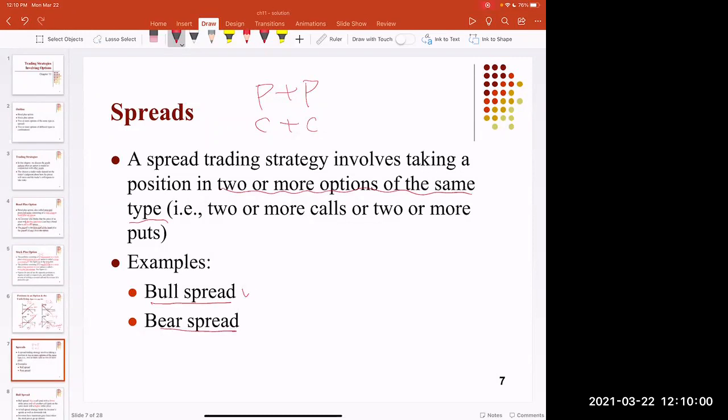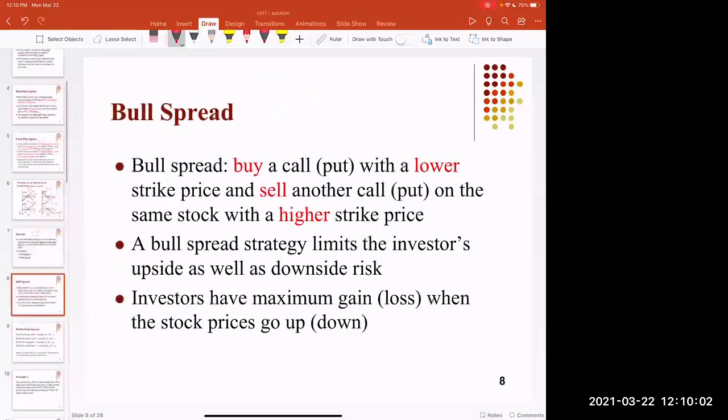First we're going to talk about bull spreads. What is a bull spread? You buy a call with the lower strike price and sell another call on the same stock with the higher strike price. So two calls, and the difference between these two calls is what? They have different strike prices. Or you can change call to put. That's called a bull spread.